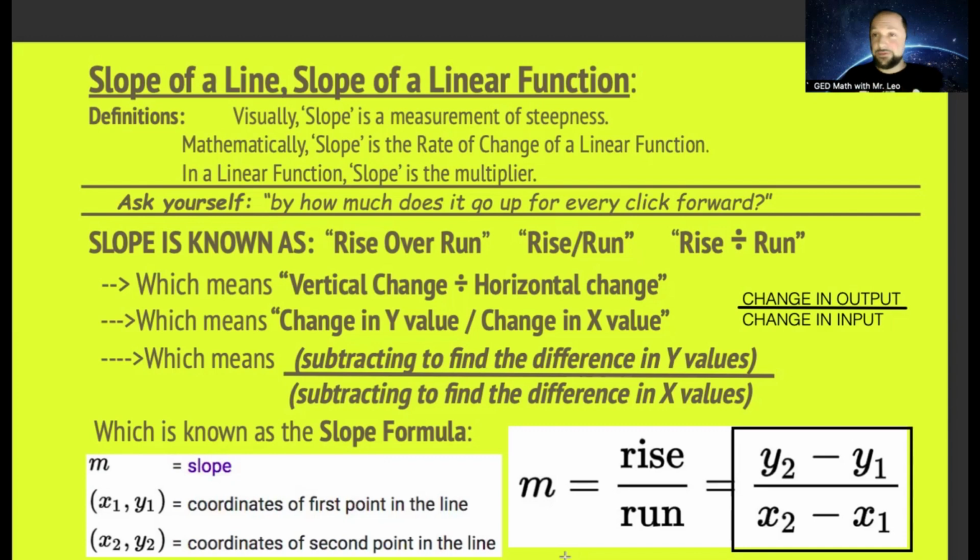We're going to study this formula as well as some more challenging applications of the slope formula in the next video, Slope Formula Part 2.